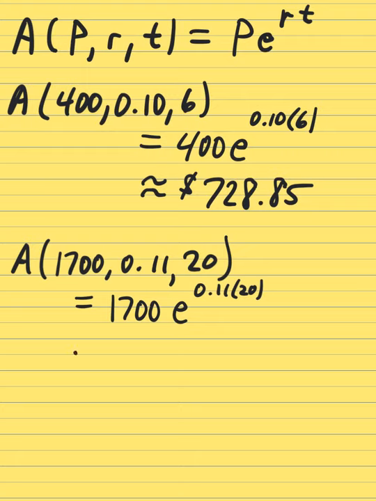And let's calculate. 1,700 E, 0.11 times 20. I get $15,342.52.